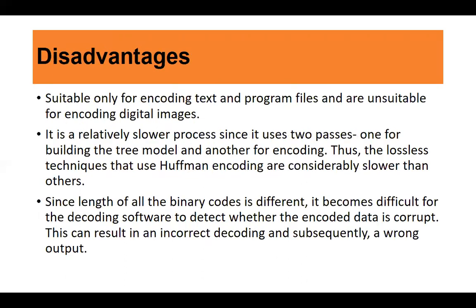Now, along with the advantages, everything also has some disadvantages. Huffman codes are suitable only for encoding text and program files; they are unsuitable for encoding digital images. You cannot use Huffman coding to encode digital images. It is a relatively slower process since it uses two passes, one for building the tree model and another for encoding. Thus, the lossless techniques that use Huffman encoding are considerably slower than the others. Why? We already saw the two major steps. First, you create a Huffman tree, and then as you traverse it, you assign zeros and ones. So 0 on the left side, 1 on the right side.